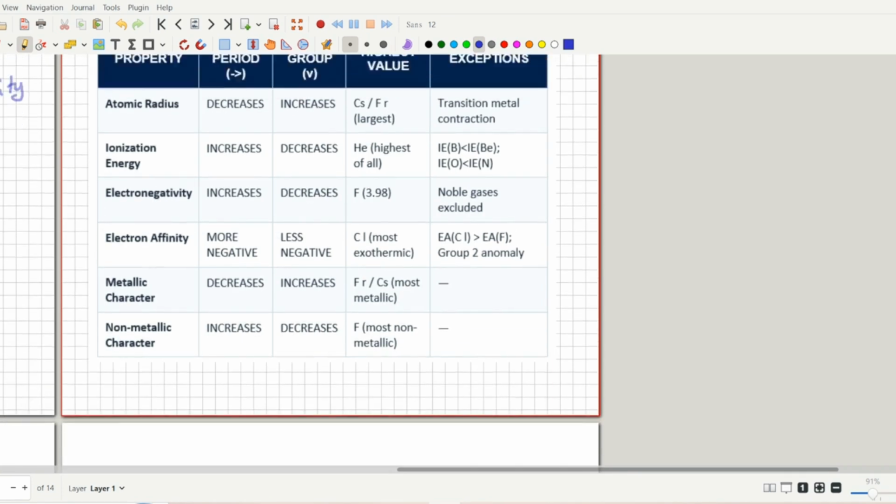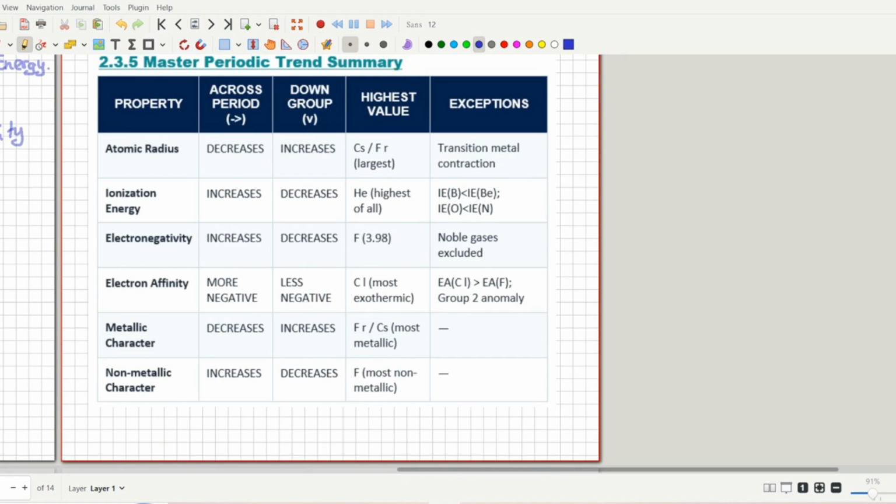If we talk about metallic character, metallic character is also really important. So metallic character, if we move from left to right, actually decreases. The thing about metallic character and atomic radius is that they are interconnected. So the only things that decrease across the period are atomic radius and metallic character, and all the other characters are increasing.